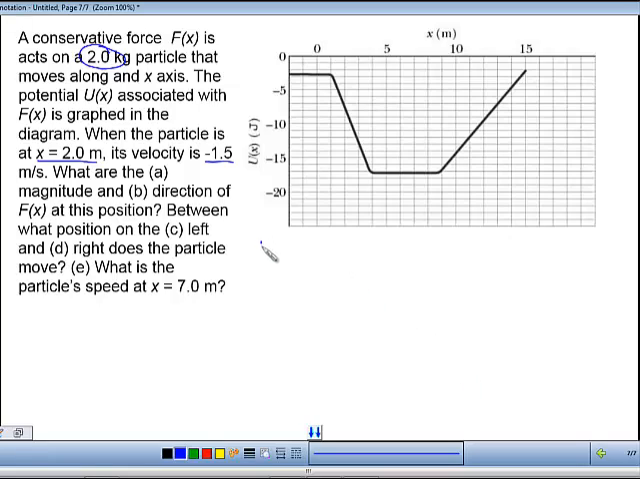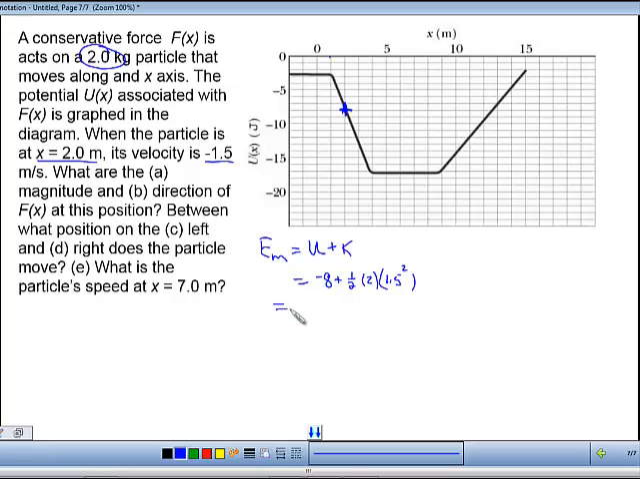Well, from that information, I can find out what the total mechanical energy is. Well, at 2 meters, 1, 2, that's this point right here, I see is negative 5, 6, 7, 8. So that's negative 8 joules plus the kinetic energy, 1/2 the mass, which is 2, times the speed, which is 1.5 squared.